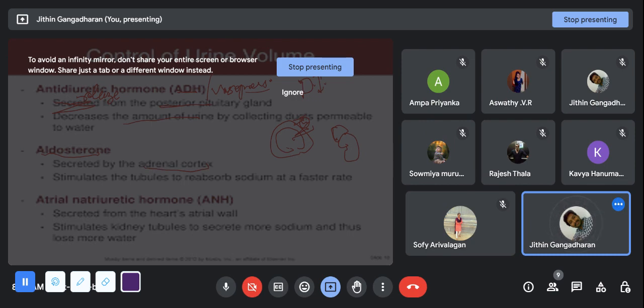So the aldosterone, which is produced by the adrenal cortex, what is the function of the aldosterone? It reabsorbs sodium. This is the renin-angiotensin-aldosterone mechanism. So this RAAS mechanism helps in increasing the blood pressure. So we have these angiotensin converting enzymes. We have studied these angiotensin converting enzymes.